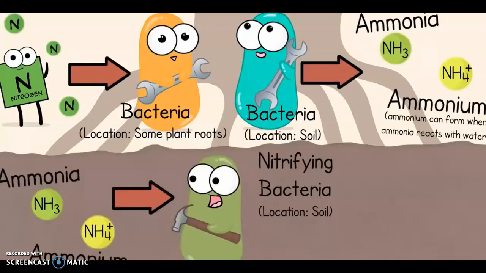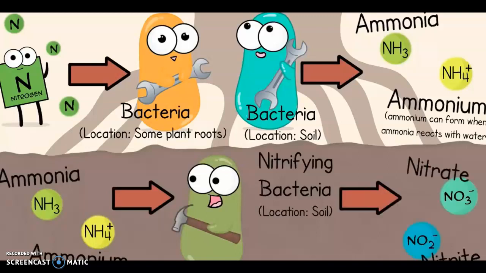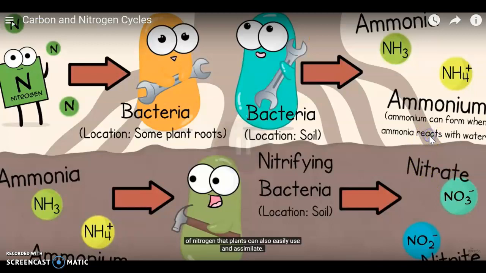Nitrifying bacteria in the soil can convert the ammonium to nitrates and nitrites, forms of nitrogen that plants... So just like all of our processes, they take some raw materials. In this case, it's ammonium and ammonia. And the nitrifying bacteria, these little green dudes here, which are found in the soil, are able to convert that into nitrates. And the nitrates itself are more helpful for the plant to live.